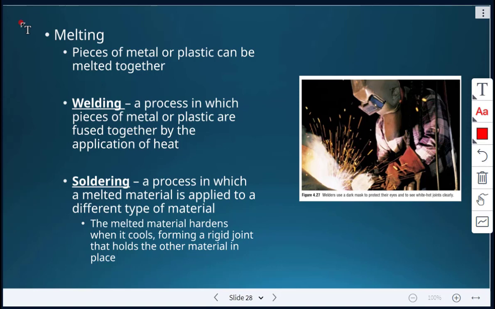Melting. This is another way of joining pieces together. Pieces of metal or plastic can be melted together. Welding is a specific process in which pieces of metal or plastic are fused together by the application of heat. There's another type, soldering. This is a process in which a melted material is applied to a different type of material. That melted material will harden when it cools, and it'll form this rigid joint, and it'll hold the other material in place.